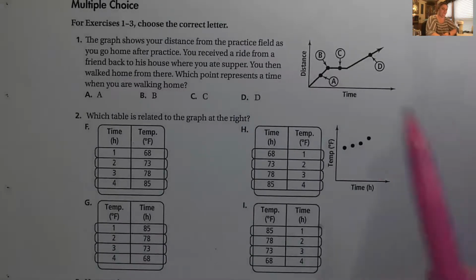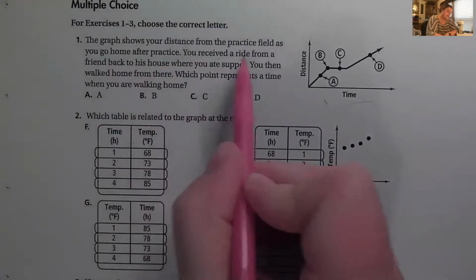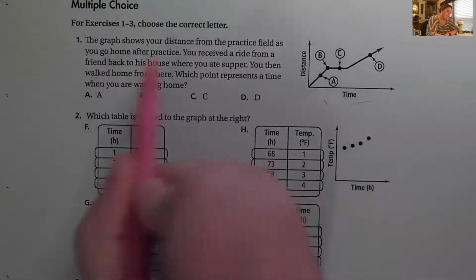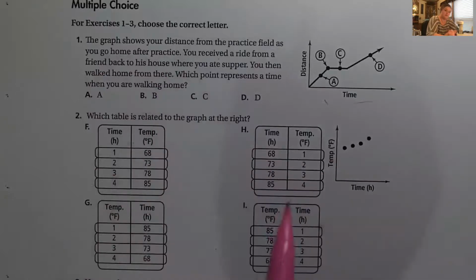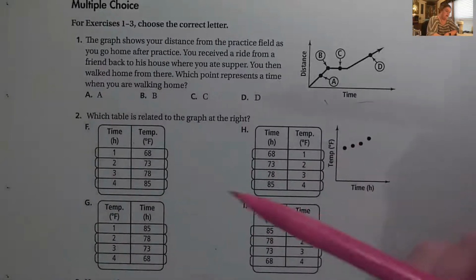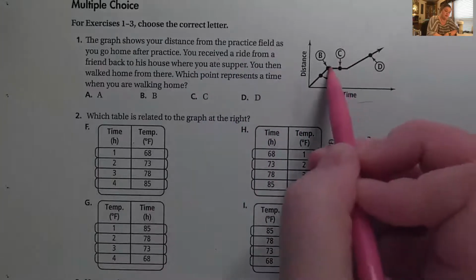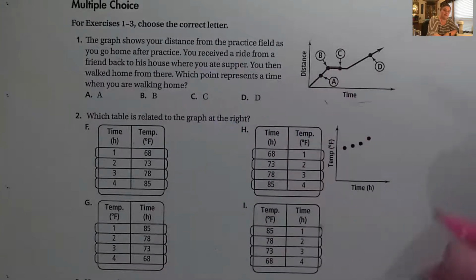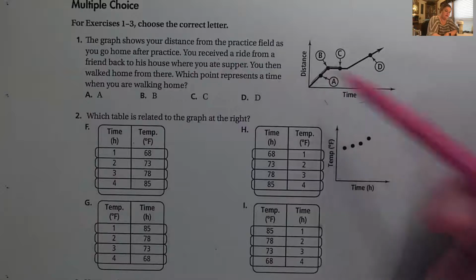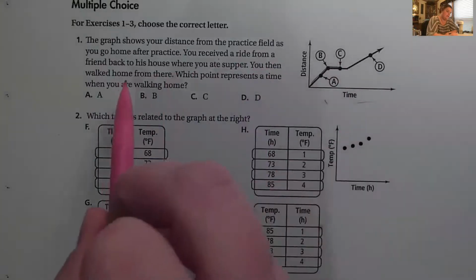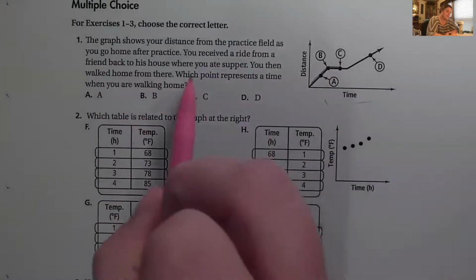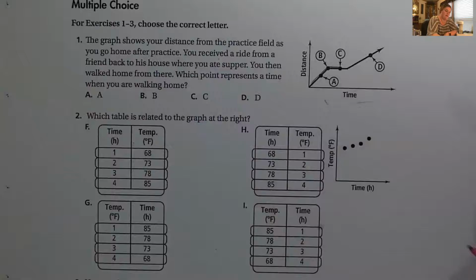Okay, so we have time, we have distance, and we're going to read through it again. You received a ride from a friend back to his house. Okay, so your distance is going to increase. Where you ate supper, so your distance doesn't change there for a while. So right here is when we're eating supper. Right here is when we're receiving our ride. Then you walked home from there. Which point represents a time when you're walking home?